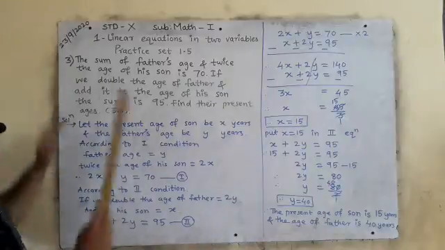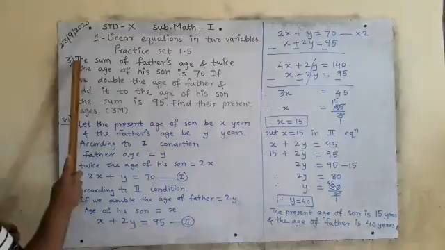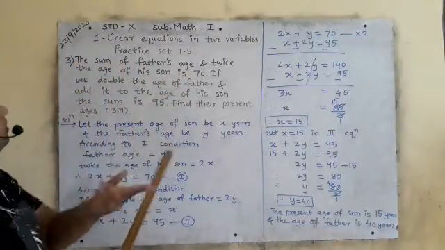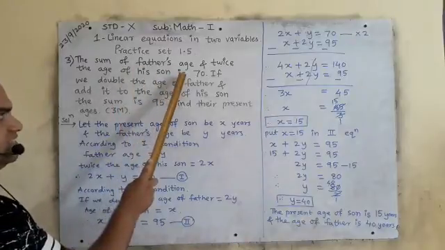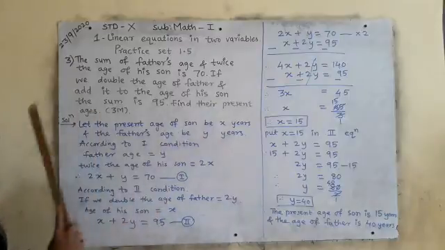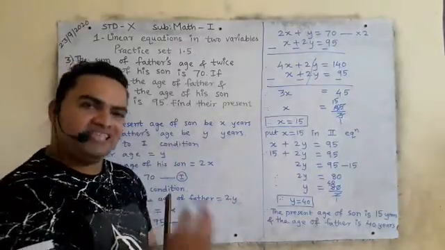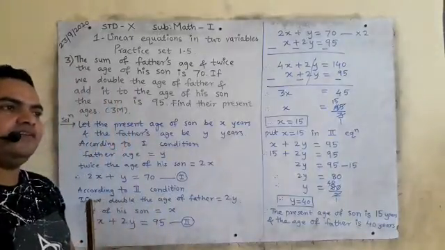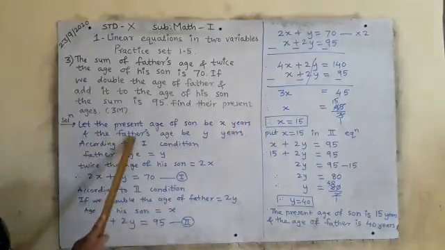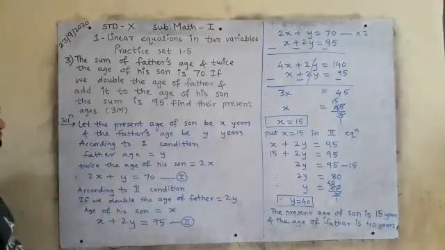Pay attention. In this question there are 2 conditions. What is the first condition? The sum, meaning addition, of father's age and twice, meaning double, the age of his son is equal to 70. Okay, we have to find their present ages. Let the present age of son be x years and the age of father be y years, because we have to find it and it is not given.